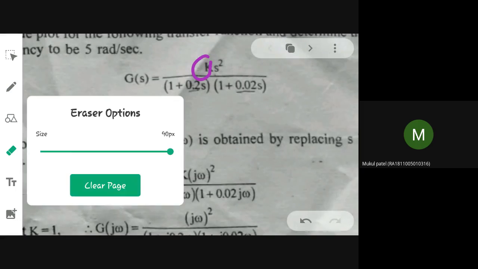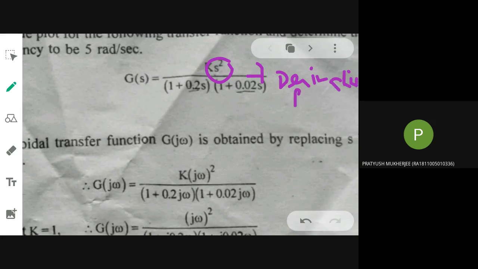Then what is the other value? S squared. What is S squared? Is it a derivative factor or an integral factor? Derivative factor. Derivative factor of what order? Second order. So what will be the slope? It is in the numerator, so plus 40 will be its corresponding slope.